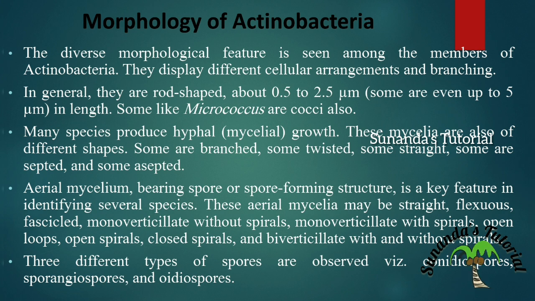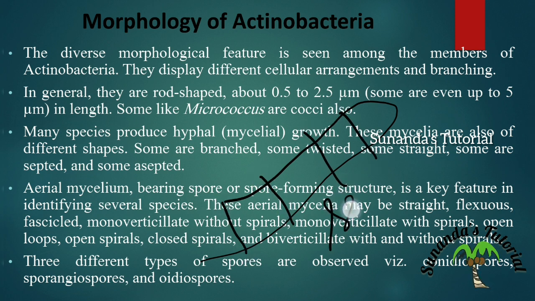Many species produce hyphal or mycelial growth. These mycelia are also of different shapes. Some are branched, some are twisted, some are straight, some are septate or aseptate. What is septate? Suppose it is a mycelium, some have cross walls between the cells. These are called septate.